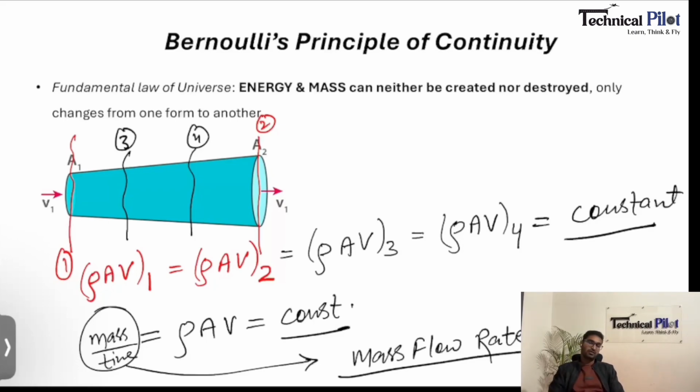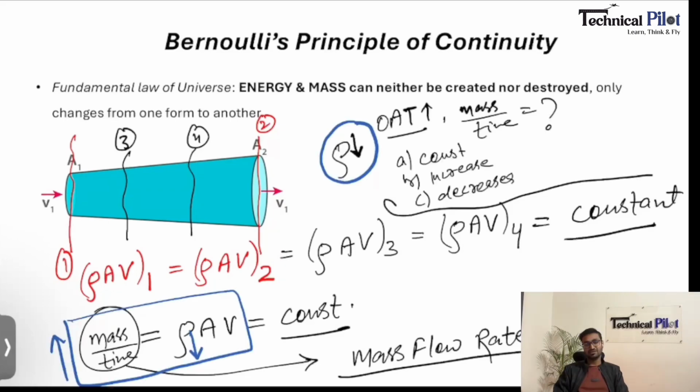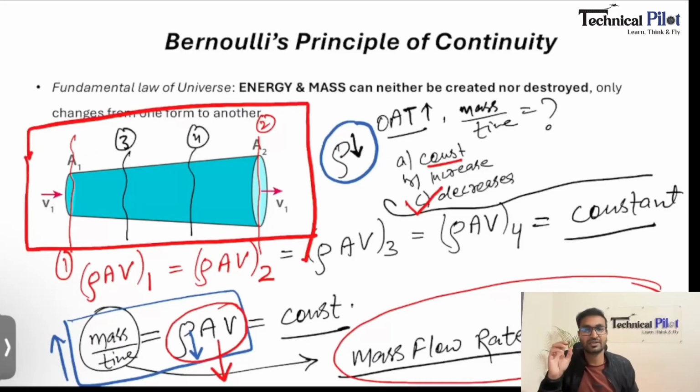That is the product of density into area into velocity. If density is reducing here, mass flow rate should reduce. When I say the statement mass flow rate is constant, it does not mean it is a universal truth. It is not that you can go anywhere, at any atmospheric parameter, and the mass flow rate will never change. That is not the case.